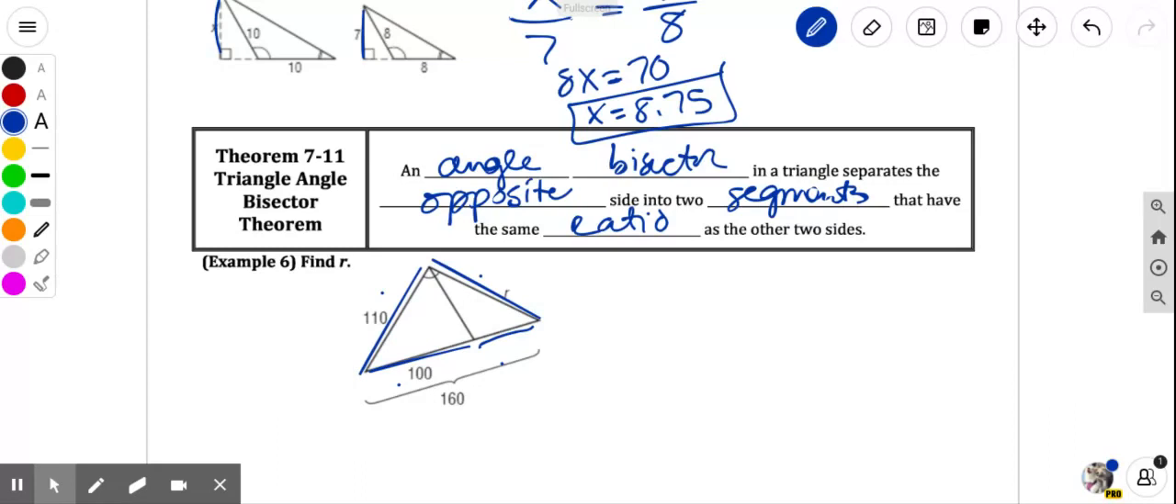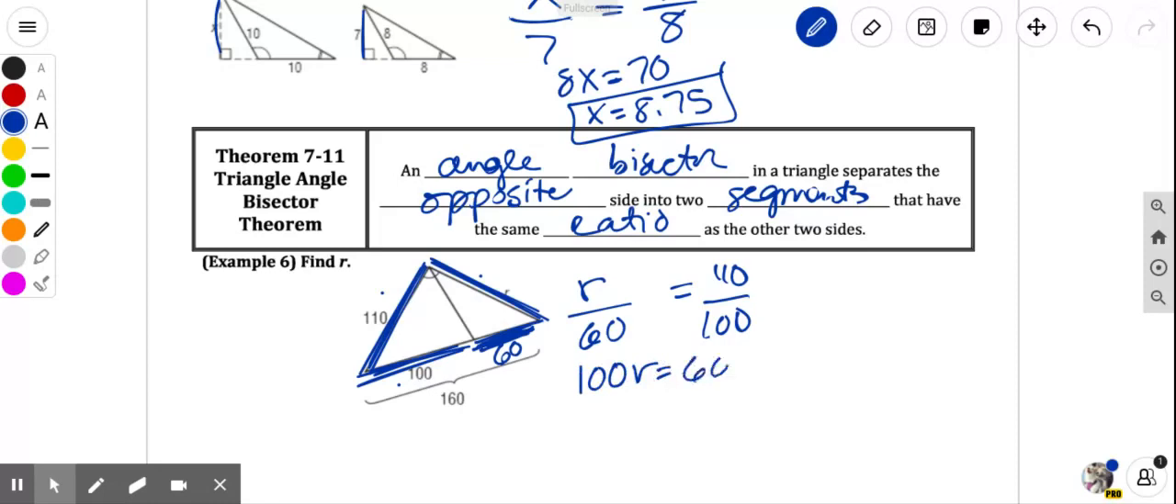So for this one, I could do, well, first I need to figure out this one. So I can do 160 minus 100, which is 60. So I could do like R to 60 equals 110 to 100. You could also do like R to 110 equals 60 to 100. You could not do R to 100 equals 110 over 60. You can't crisscross, just like with other proportions as well. So if I were to cross multiply here, I'm going to have 100R equals 6600. Divide by 100. And I get R equals 66.